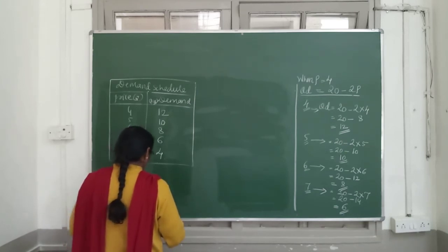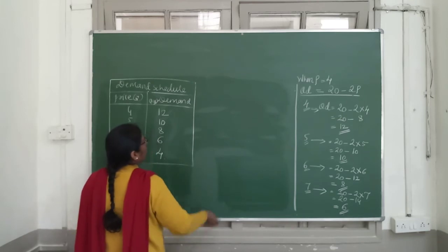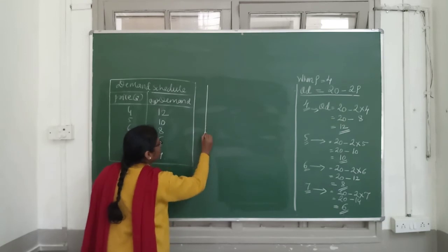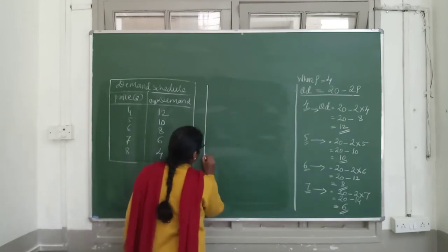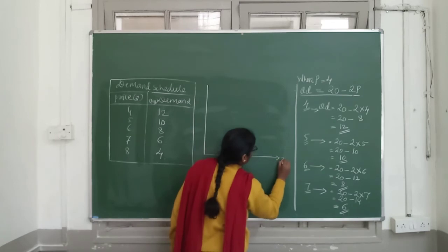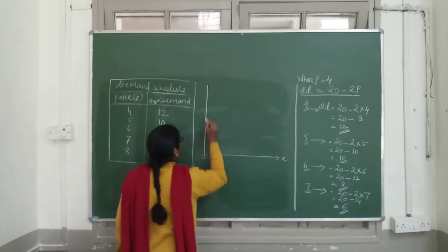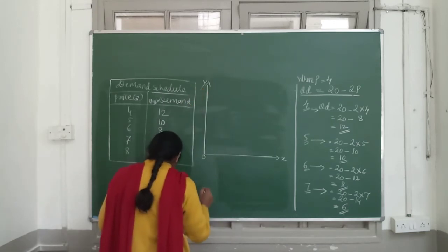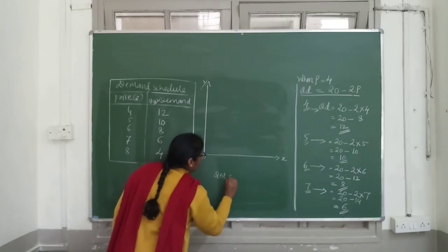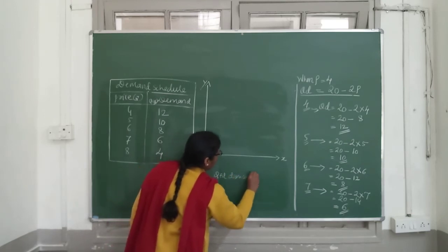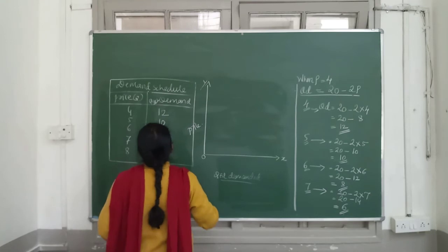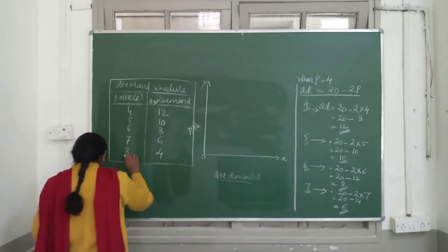Twelve, 10, 8, 6, 4. So as we all know that two axes are there. One is OX and another one is what? OY. On OX, quantity demanded is calculated or measured. So on OY, what is given? On OY, price is given. Yes, price is 4, 5, 6, 7, 8.